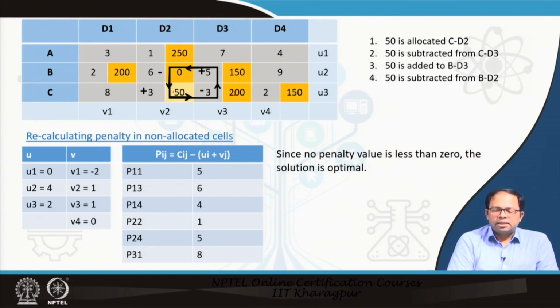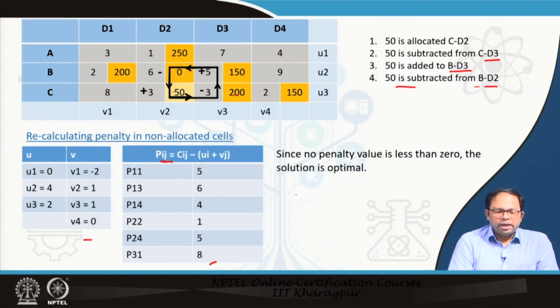And this 50 is allocated to CD2, 50 is subtracted from CD3, 50 is added to BD3, and 50 is subtracted from BD2. So this is what we have done. Here we have subtracted 50, here we have added 50. Once we have done that, we recalculate the u and v values. Then we estimate the Pij values, and we see that now all are positive and there is no negative penalty value, so this becomes the optimal solution.